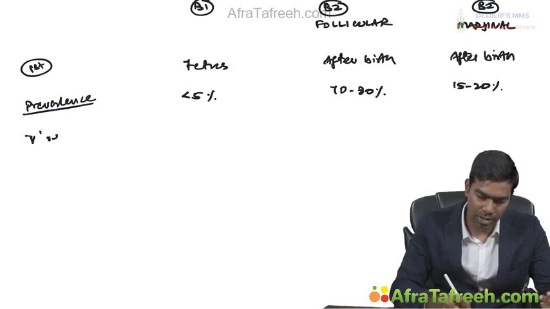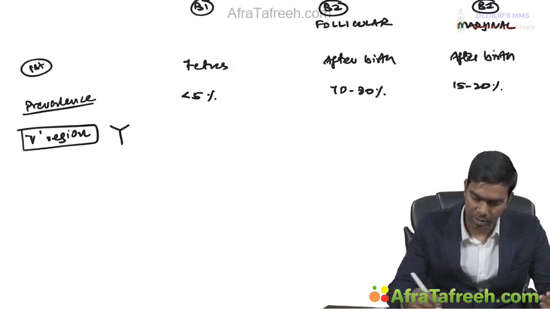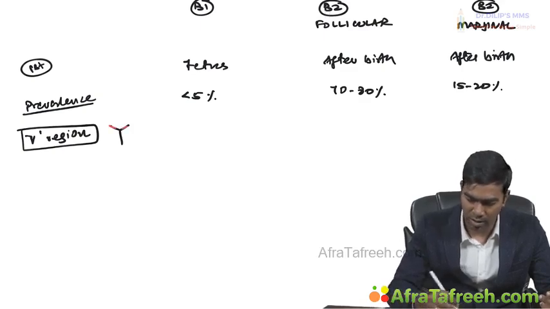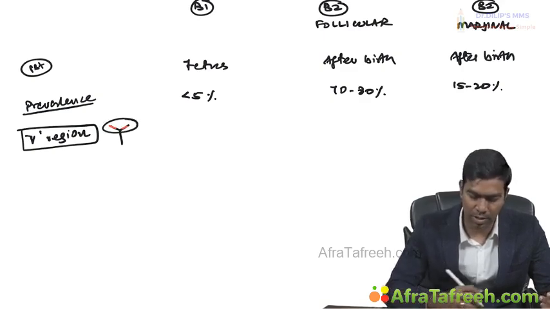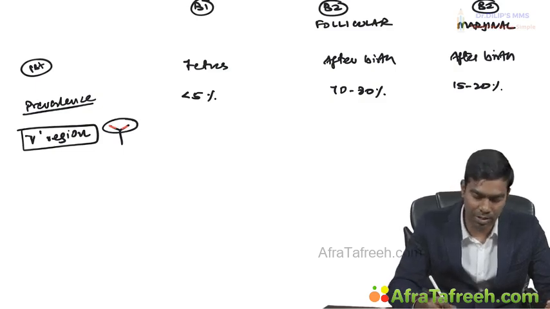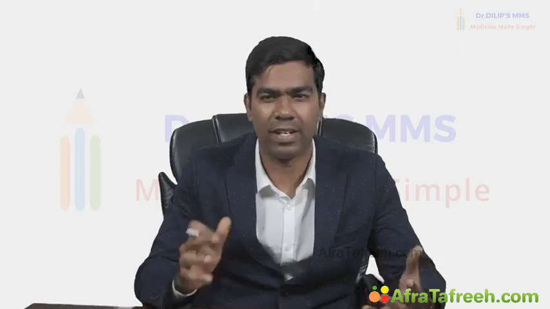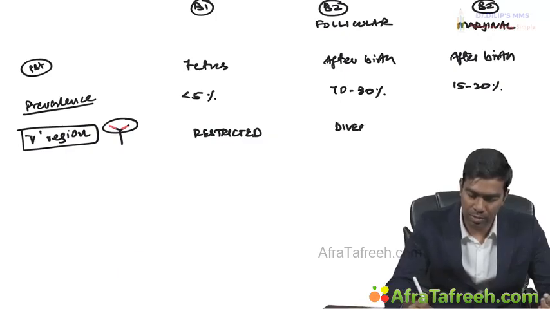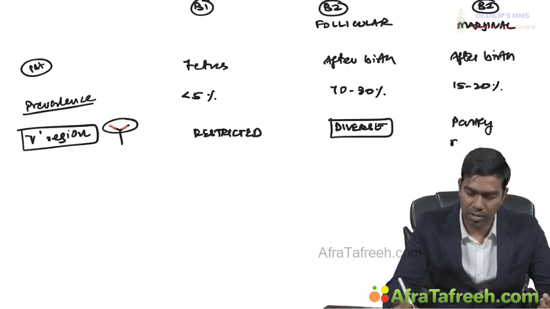And what about the variable region? There is something called the variable region in the B cell receptor. In the immunoglobulin, this is the variable region and this is the constant region. So what will be the feature of this variable region? For B1, it will be very restricted, which means the clones are not that many. It's a very restricted pool, and a very small number of antigens it can identify. For marginal zone B cells, it's partly restricted, not very diverse, and not completely restricted like B1 either.